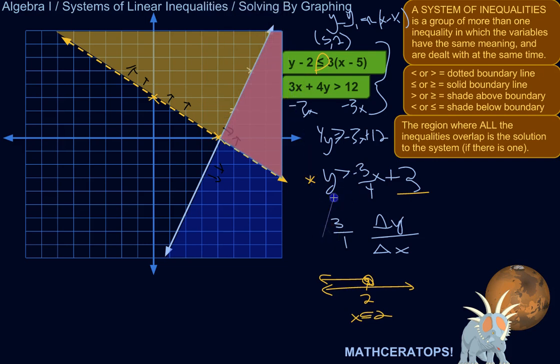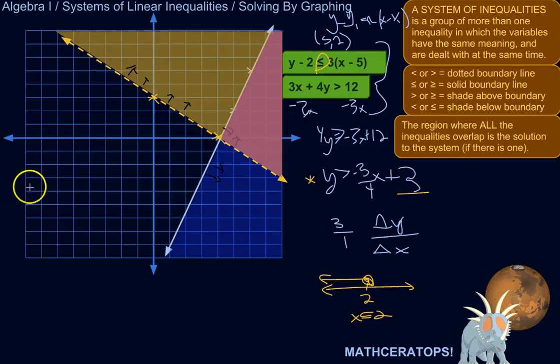Yeah, so this region here would be the solution set of the system of linear inequalities. Now I said I was going to show you a situation. I mean, they might not necessarily intersect. There might not be a solution or any solution at all.